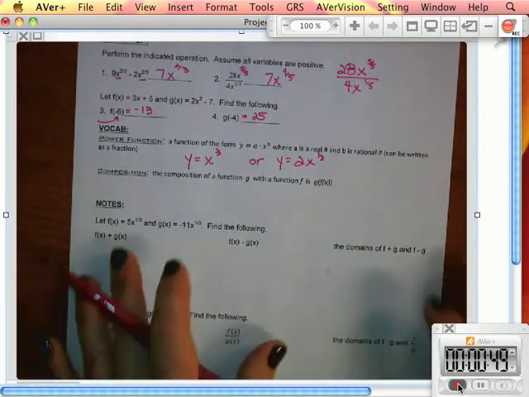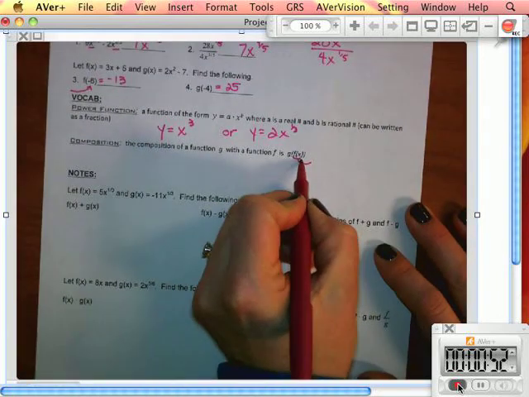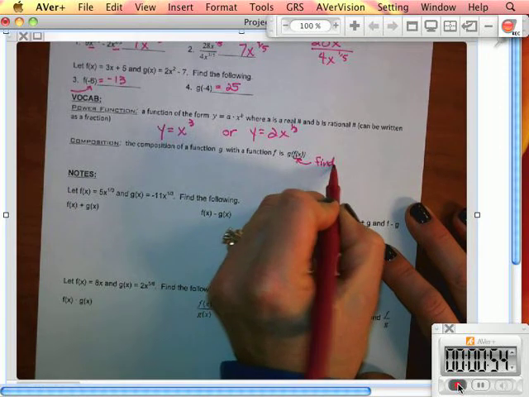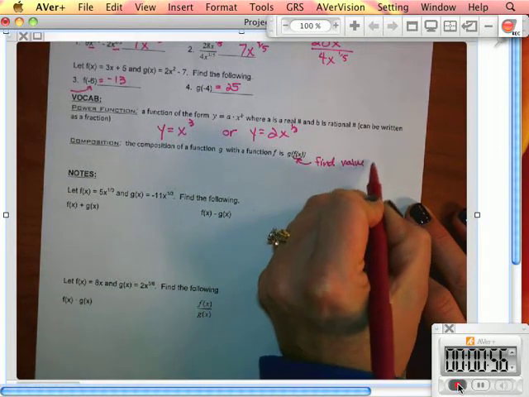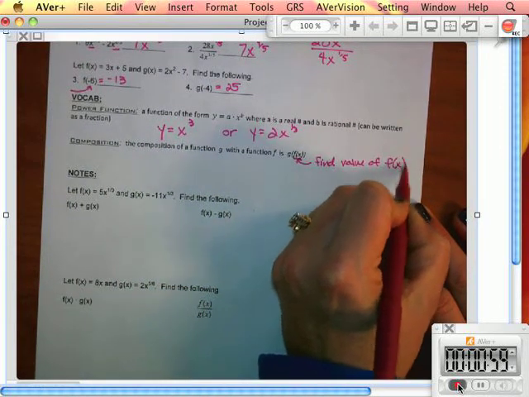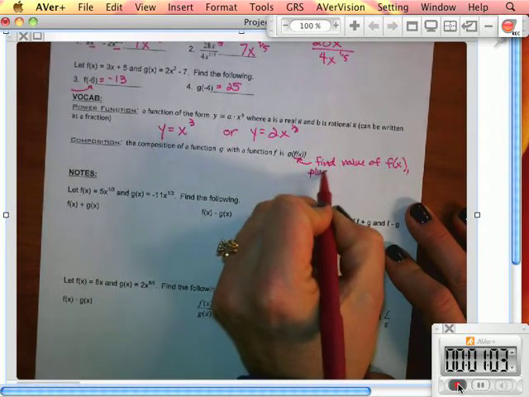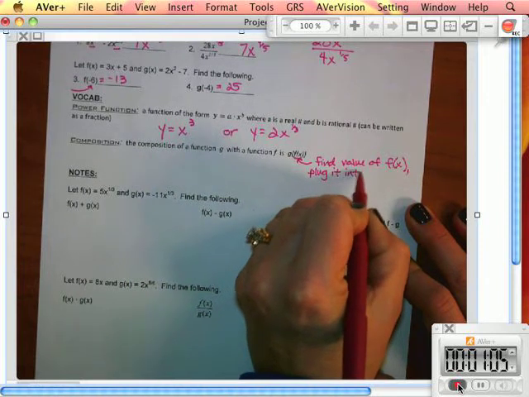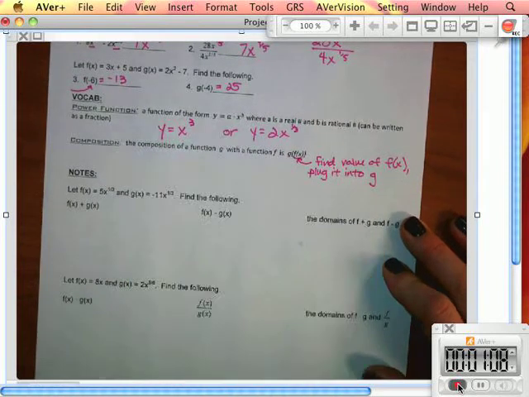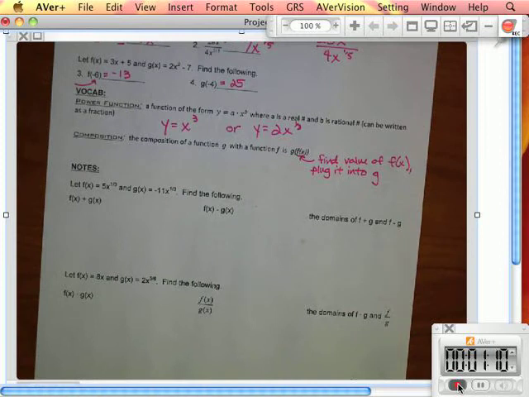So this pretty much is saying find the value of f of x and then plug it into g. That's what it's really telling you, and that's what we're going to work with today. So really, g of f of x means you find the value of f of x with the given value of x, and then you plug whatever that output is into g. Okay?